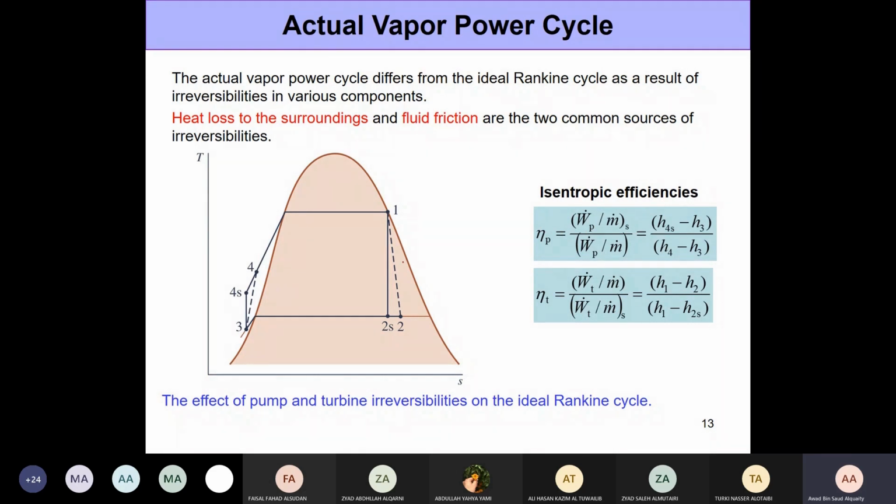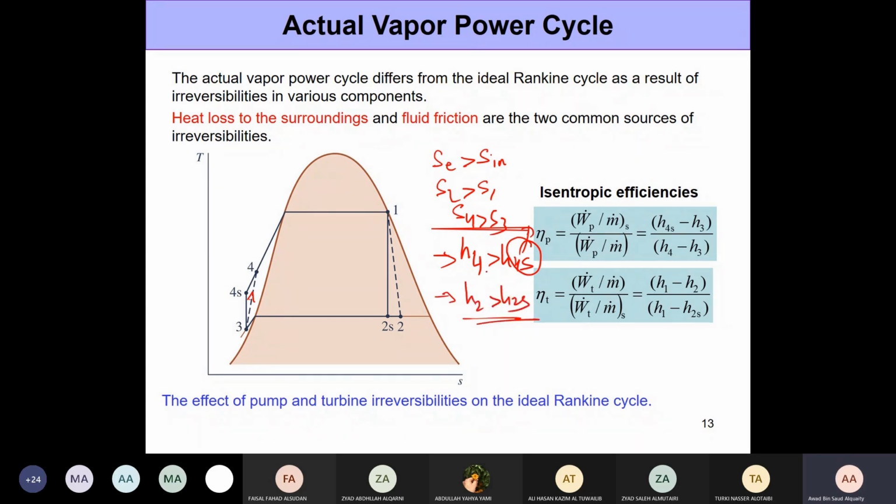And when you look at any expansion or compression process, the entropy at the exit of the component is greater than the entropy at the inlet, right? Such as what happens in the pump from 3 to 4, or in the turbine from 1 to 2. S2 is greater than S1, or S4 is greater than S3. What we will also notice is that enthalpy at state 4 is actually greater than H4S. H4S is for the isentropic case where the entropy would remain the same. Similarly, S2 is greater than S2S.